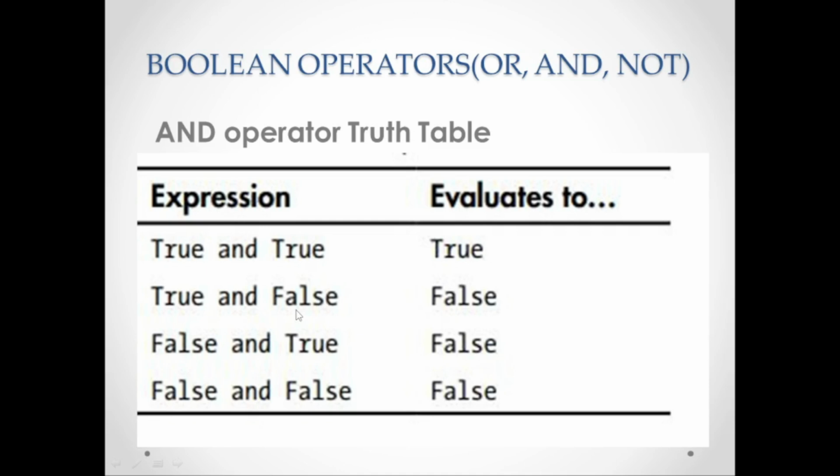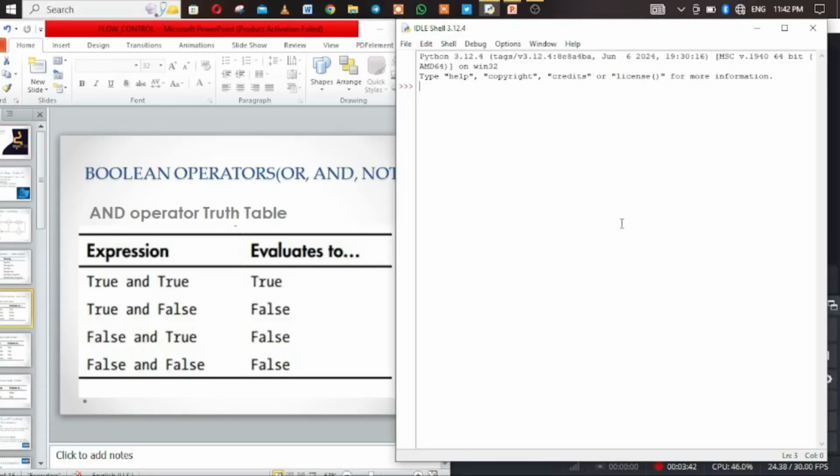Some of us who are acquainted with mathematics and logic should be familiar with this, but we'll try something here. The AND operator evaluates to false anytime the combination has a false, except when the two conditions are true. When it's true and true, you get a true. When it's true and false, anytime it's with a false, it evaluates to false.